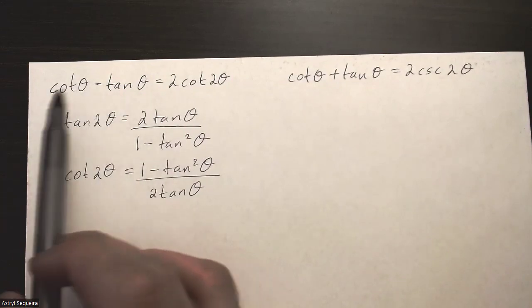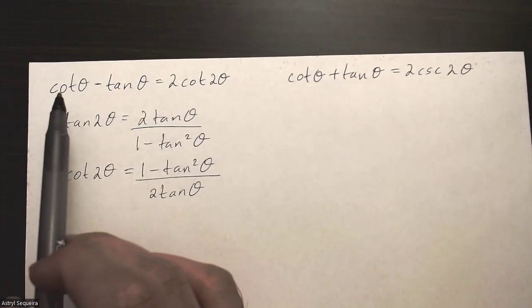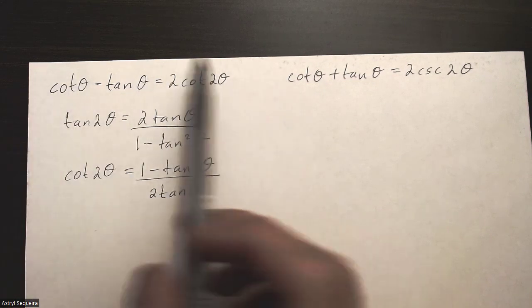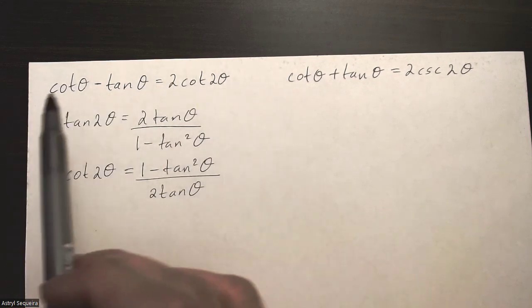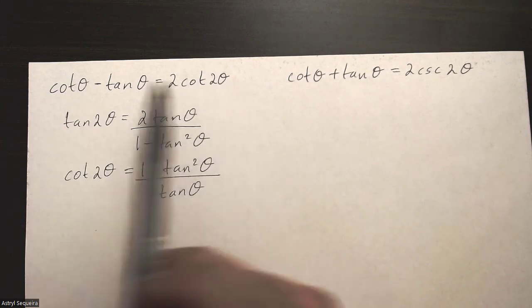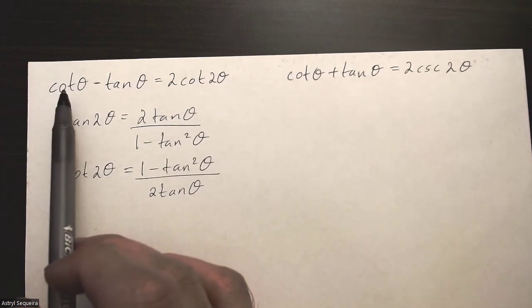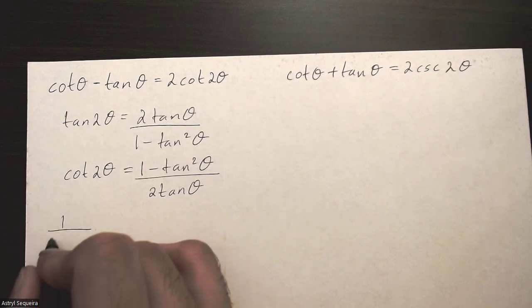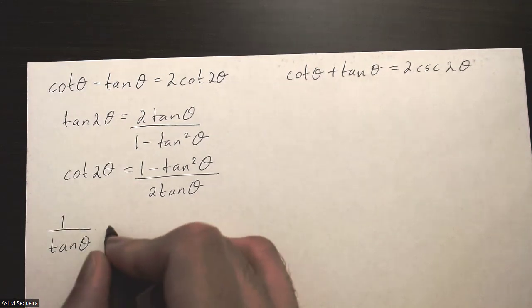So let's look at the left side over here. Normally we convert cot and tan into sine and cos, but if I look at the entire question here, there's no sine, cos, or anything related to sine, cos anywhere. So instead of converting to sine and cos, I'm going to convert the cot into 1 over tan theta.